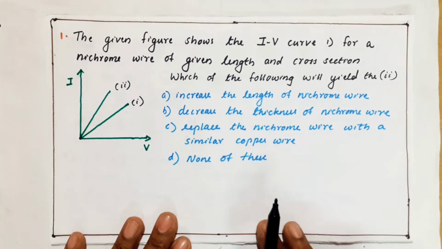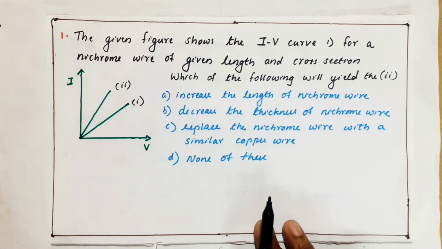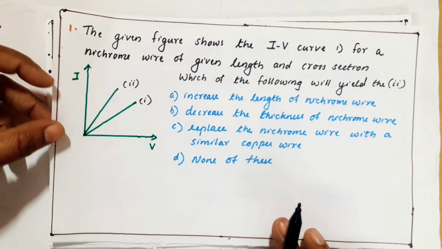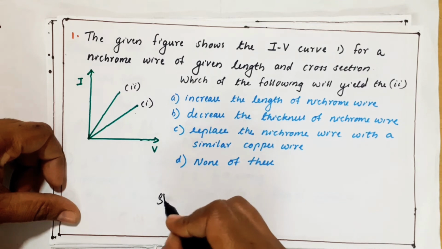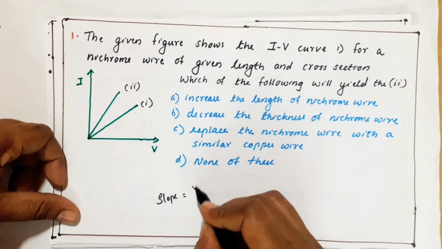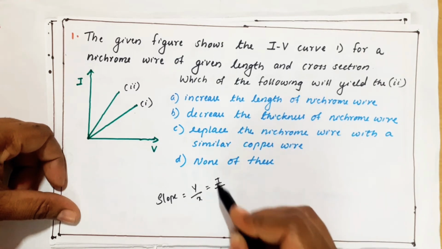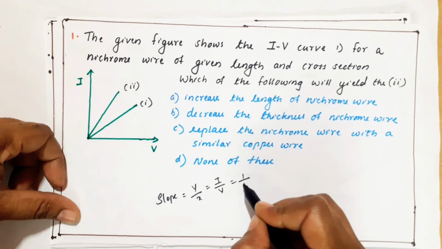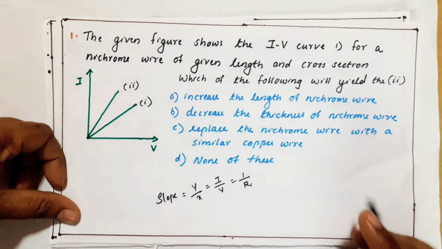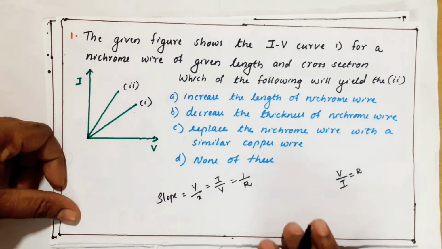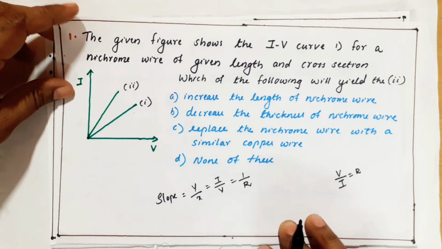None of this. So here you have to remember the important thing: what does the slope of the graph represent? Remember it is an I-V graph. What is called slope? Slope is nothing but y-axis divided by x-axis. Here y-axis is I, x-axis is V, so I by V. What is I by V? According to Ohm's law, I by V is 1 by R because V by I equals R. So if you find the slope of the graph, you get a value of 1 by R, you remember.